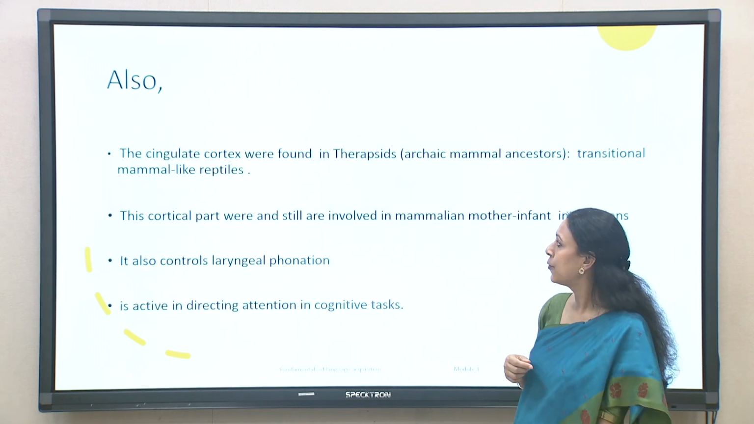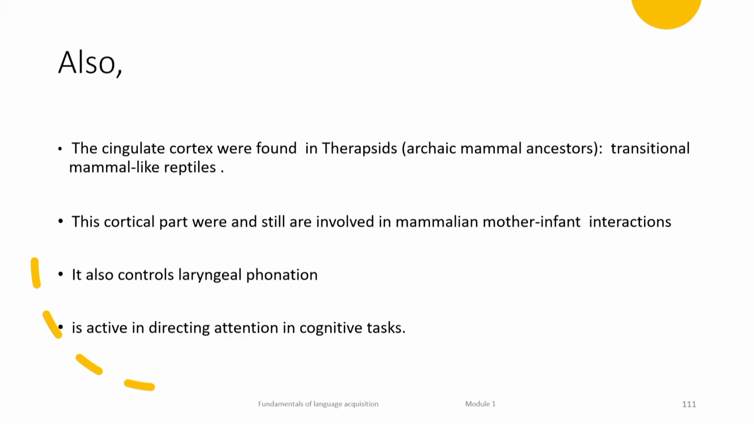Also, the cingulate cortex was found in the therapsids, which are archaic mammal ancestors. They were the transitional mammal-like reptiles. That is how old the structure is. This cortical part was and still is involved in mammalian mother-infant interactions. It also controls laryngeal phonation. It is active in directive attention, in cognitive tasks, and so on and so forth.